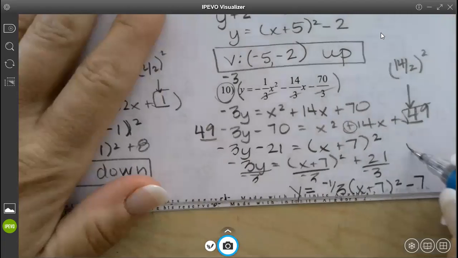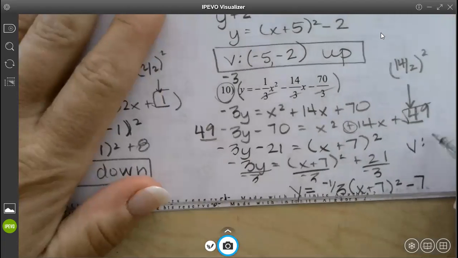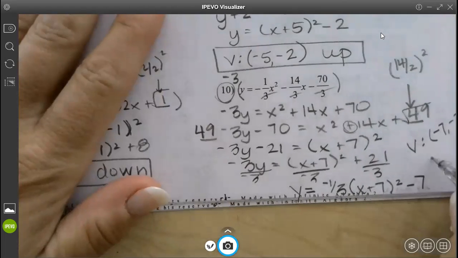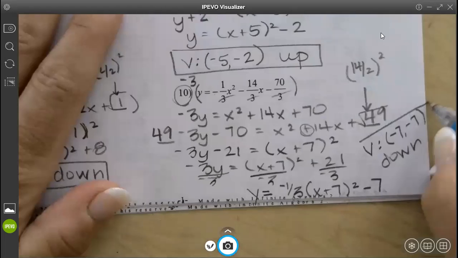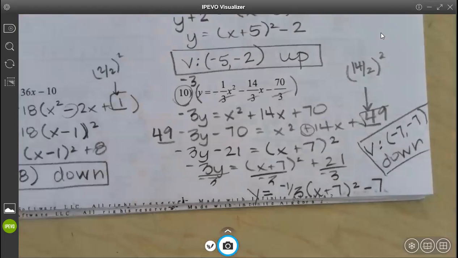What's your vertex? Negative 7, negative 7. Which way does it open? So there's your answer. Any questions on up, down parabolas? Left, right are exactly the same way, you're just letters switched. Okay, so 5 more and we'll be done.